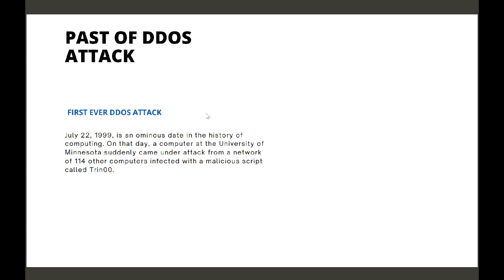So, first of all, let's see when the first ever DDoS attack happened. July 22, 1999 is an ominous date in the history of computing. On that day, a computer at the University of Minnesota suddenly came under attack from a network of 140 other computers infected with a malicious script.